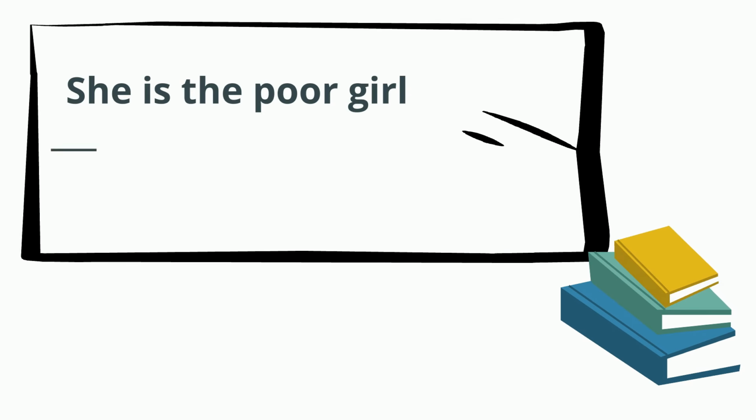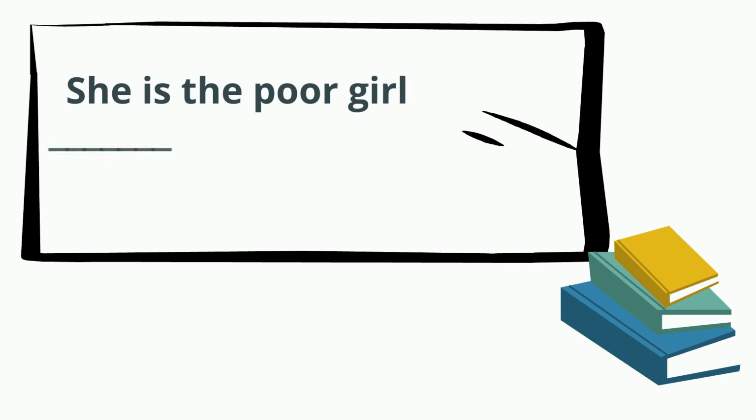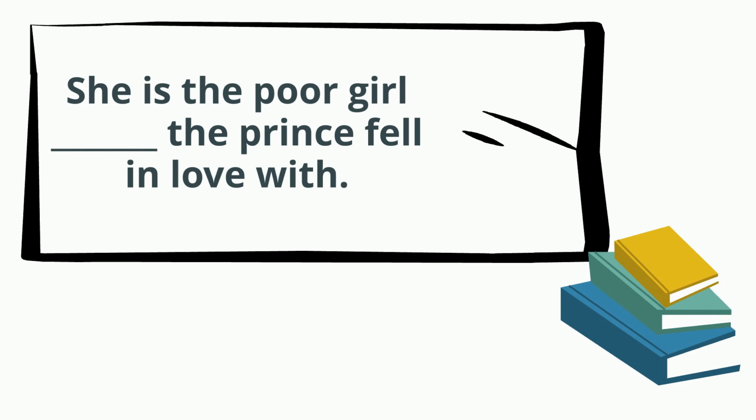Alright, the last one, question number 4. She is the poor girl blank the prince fell in love with. What do you think is the answer? So here it tells about the person the prince fell in love with. So that person is the object of this sentence, and that is why we use whom. Great job, everyone!